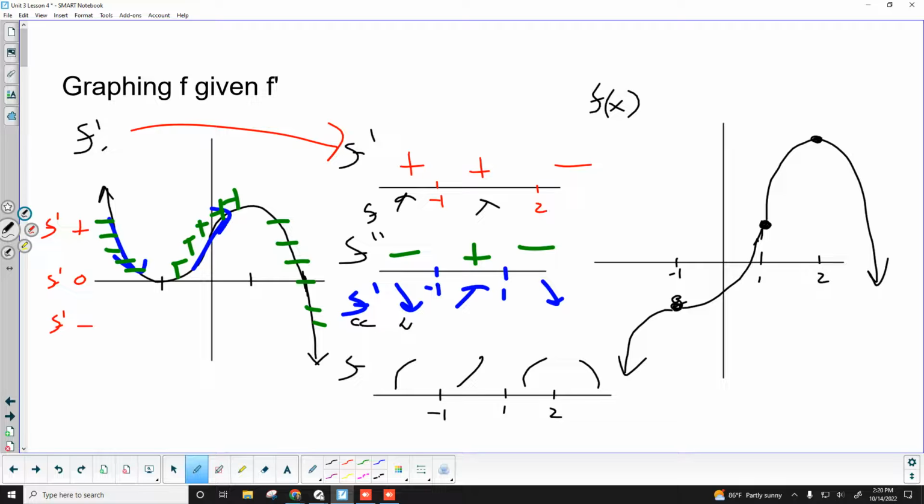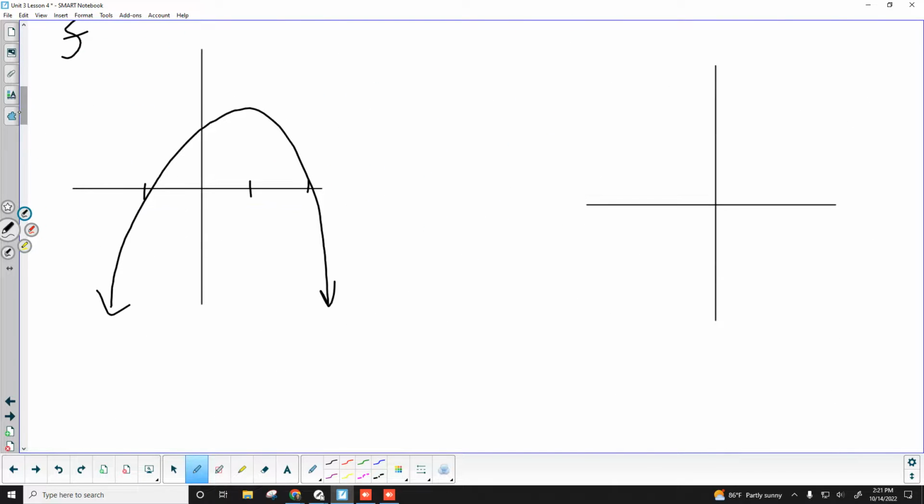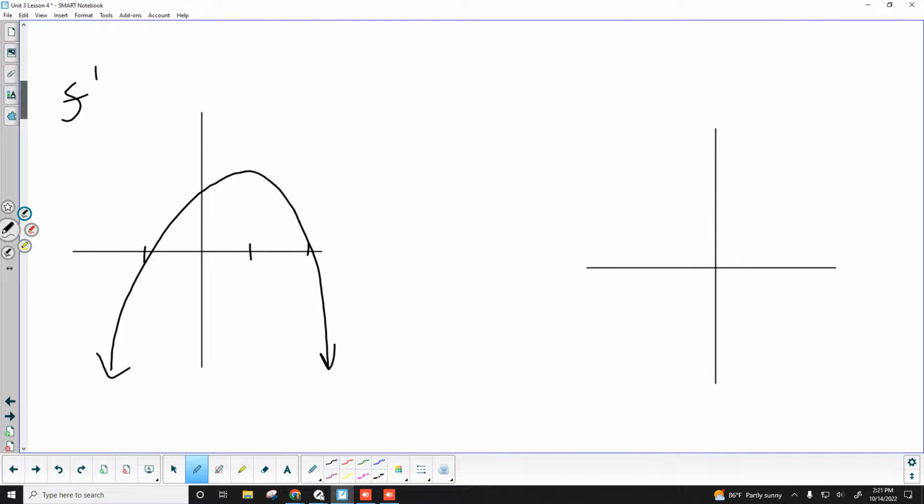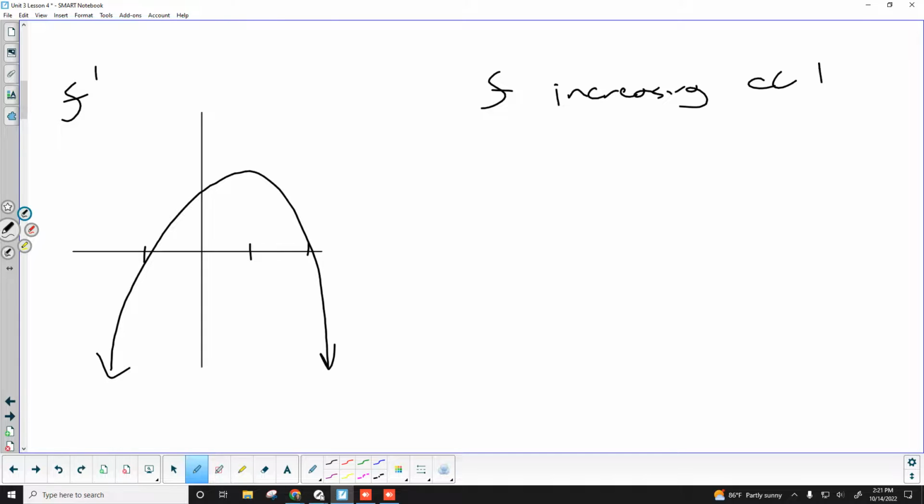Okay? Most of your questions on your test will not be, what does f look like if this is the graph of f prime? Most of your questions on your test will be like this. Hey, this is f prime. Throw away this sketch. Tell me, when is f both going to be increasing and concave down?